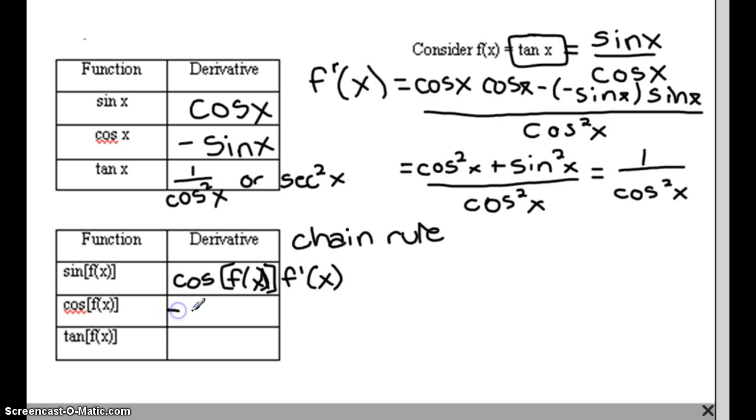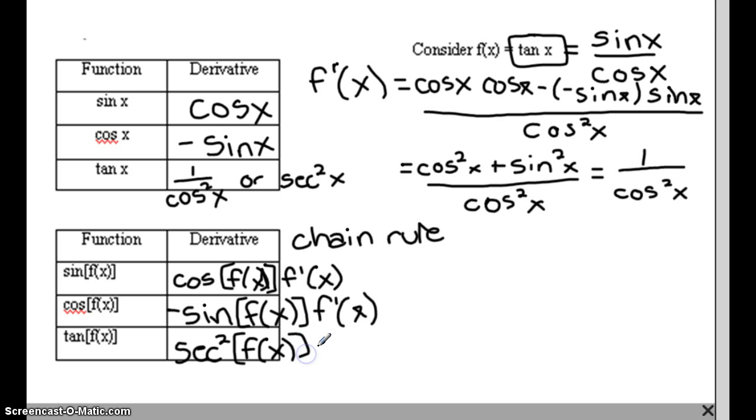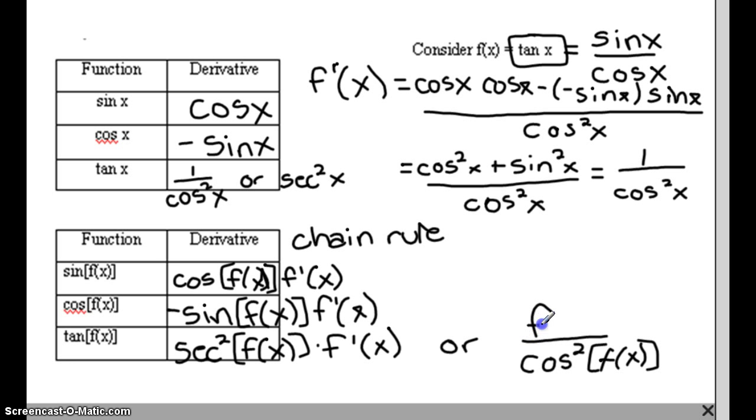So the derivative of cosine is negative sine. Remember, keep the inside function the same. And then we are going to multiply by the derivative of the inside function, which is f prime for now. So we're just representing it. And then tangent, again, you could use either one. I could say that would be secant squared of whatever the original function was, f of x, and then multiplied by f prime. Or I could take 1 over cosine squared of the original function, and then multiply by the derivative. So multiplying by the derivative would wind up making the derivative my numerator.